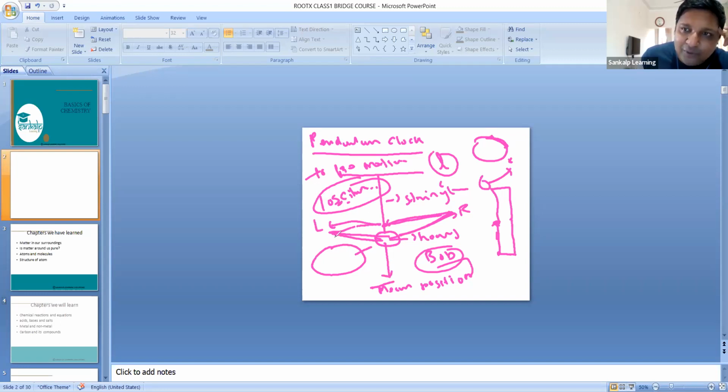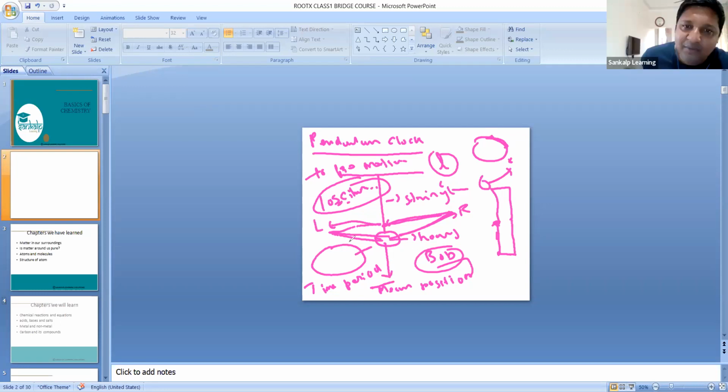So the time taken to complete one oscillation is called the time period. Okay, so first we defined what is oscillation. Next we defined what is a time period.